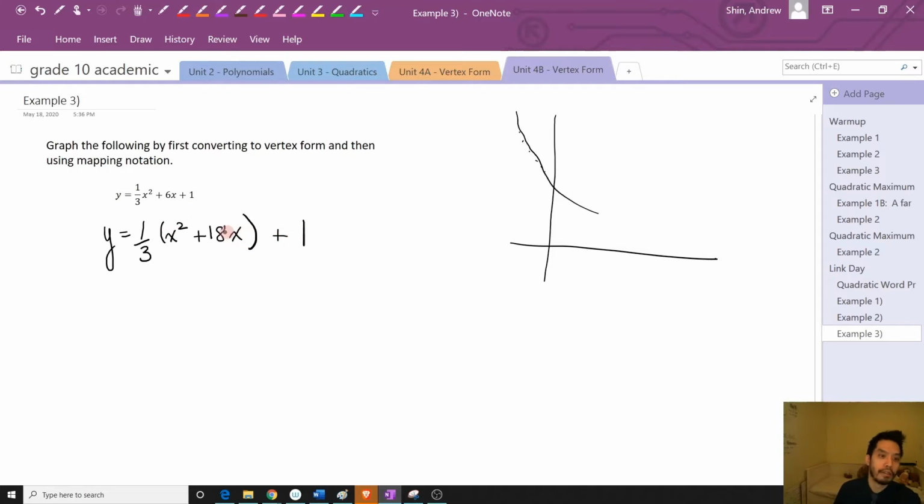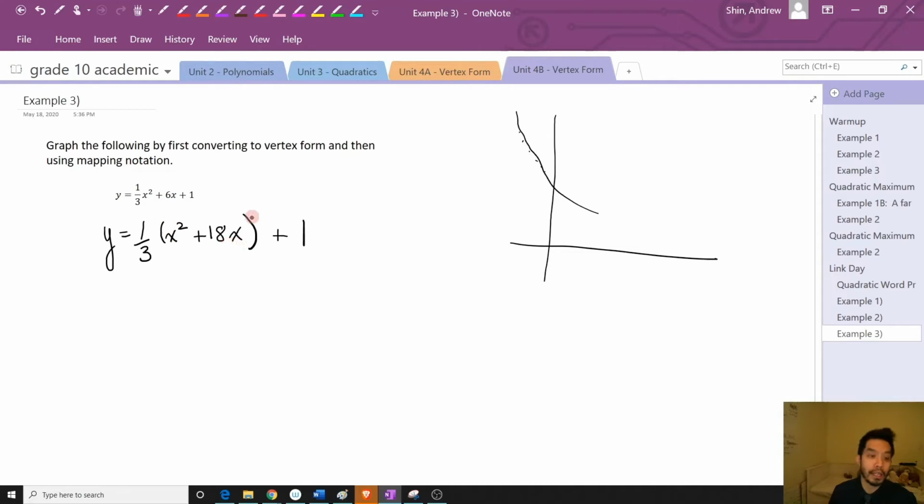And now we're very close to getting vertex form. We just have to do some tricks in order to get this binomial squared here. And you can always check to see if this does equal this. So if I were to multiply this back in, 1/3 times x squared gives me 1/3 x squared. If I multiply 1/3 times 18, 1/3 of 18 is going to be 6x. So yes, this is going to be the same as the standard form so far.